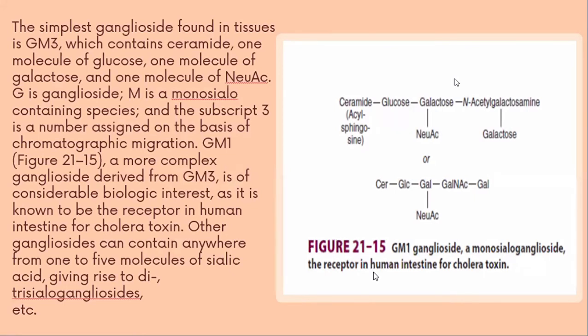Okay, GM3, which contains ceramide, one molecule of glucose and one molecule of galactose and one molecule of neuraminic acid. G is ganglioside, M is a monosialo-containing species, and the subscript 3 is a number assigned on the basis of chromatographic migration. So GM1 is a more complex ganglioside derived from GM3. It is of considerable biologic interest as it is known to be the receptor in human intestine for cholera toxins. Other gangliosides can contain anywhere from 1 to 5 molecules of sialic acid, giving rise to your di-, tri-sialogangliosides.